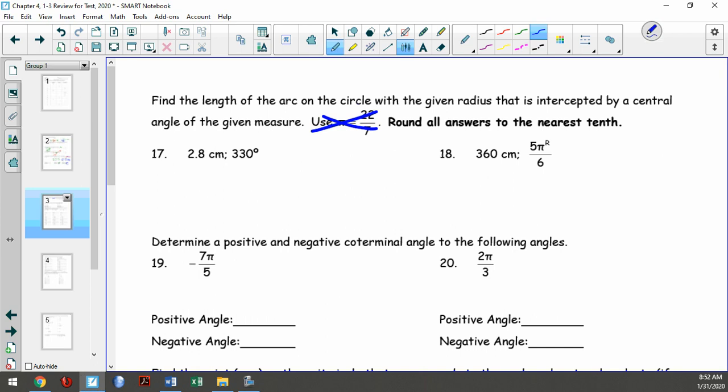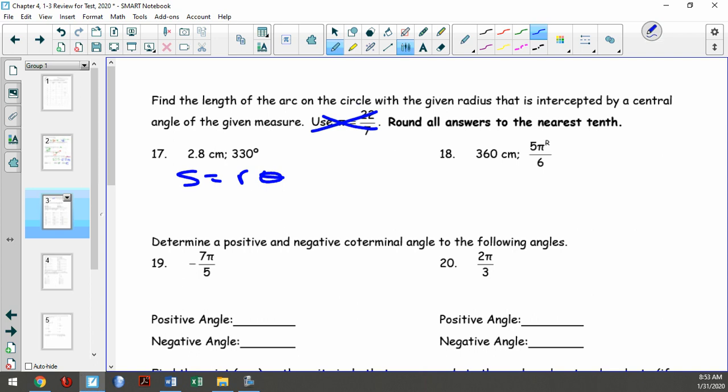Now, what does the 2.8 represent? S is equal to r times theta. What does the S represent? Arc length. Do I know the arc length, or am I looking for it? You're looking for it, so it's undetermined. What is the r going to be? And what is theta? 330. I cannot use 330 degrees because 330 degrees is not found on a tape measure anywhere, right?